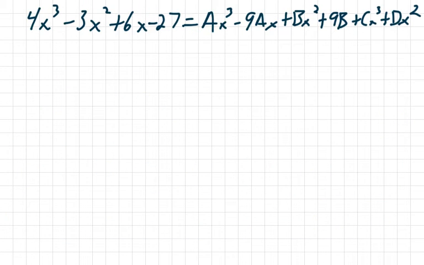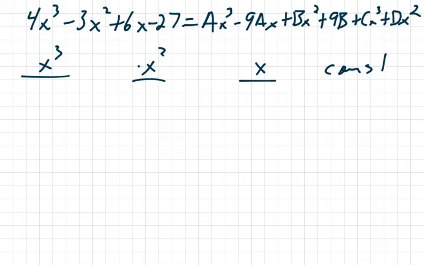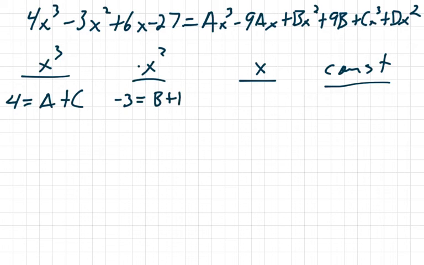So now I'll break out my coefficients. I've got an x cubed in this one, an x squared, an x term, and of course we have our constant term. So we'll deal with our coefficients. On the first one, I get 4 equals, it looks like a plus c. For x squared, we got negative 3 equals, looks like b plus d. For our x term, it looks like we got 6 equals negative 9a. And then our constant, we got negative 27 equals 9b.